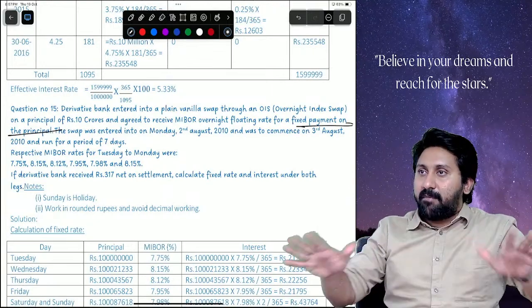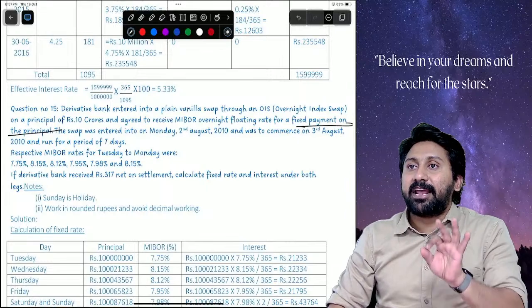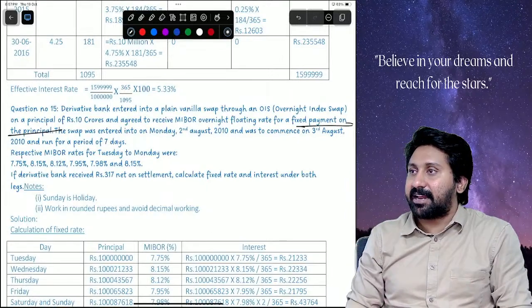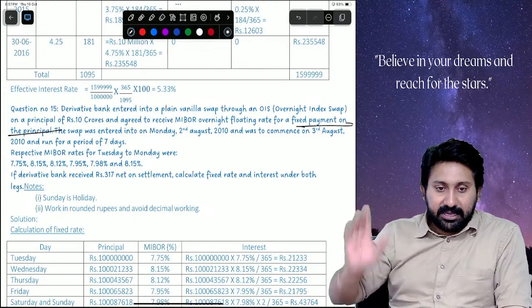So I will compromise on the fixed. You give me MIBAR, it asked. In the swap, we will do the transaction net. Net of the transaction, only the balance you will pay. Understood the point clearly?